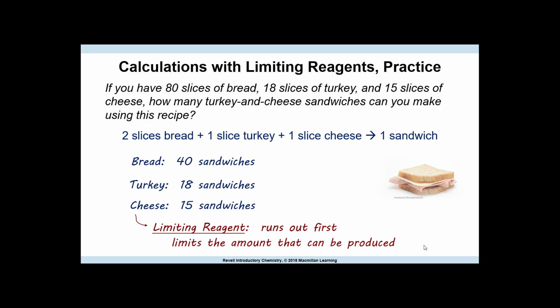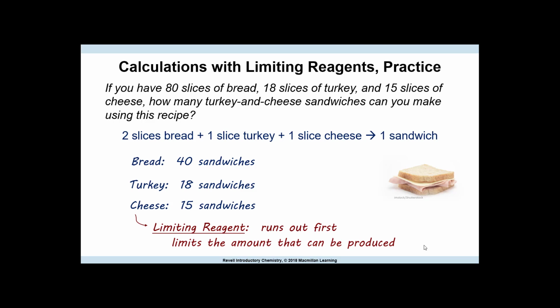So we have 2 slices of bread, 1 slice turkey, 1 slice cheese produces 1 sandwich. In that, we have enough bread for 40 sandwiches. We have enough turkey for 18 sandwiches, and we have enough cheese to make 15 sandwiches. Even though we have enough bread and turkey, the amount of cheese limits the number of sandwiches we can make to 15. In this case, the cheese is a limiting reagent or limiting reactant.